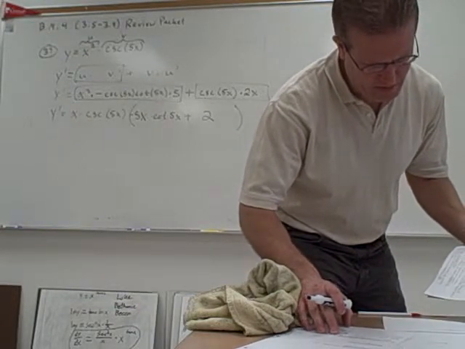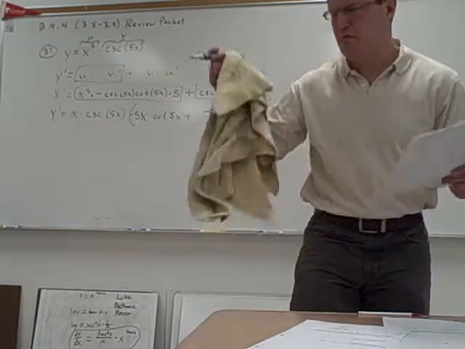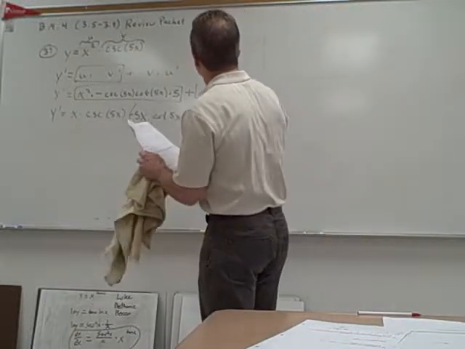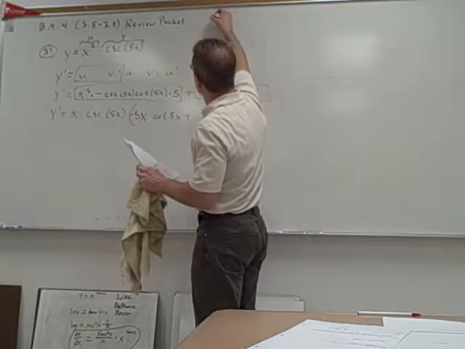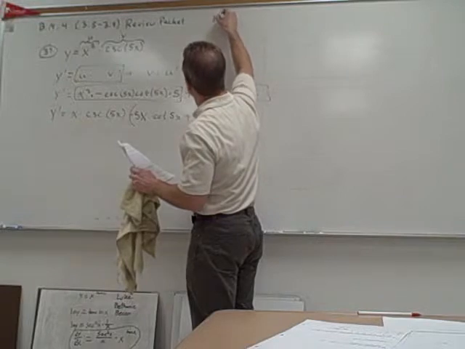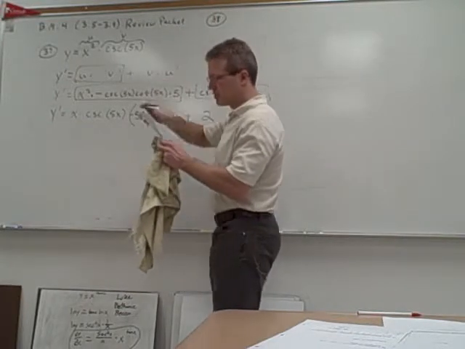For 38, you have 8 to the negative x times natural log of 8 times negative 1. Can we just have negative 8 to the negative x? Yes, that's fine. Yep. Well, I just put that one up here quick.